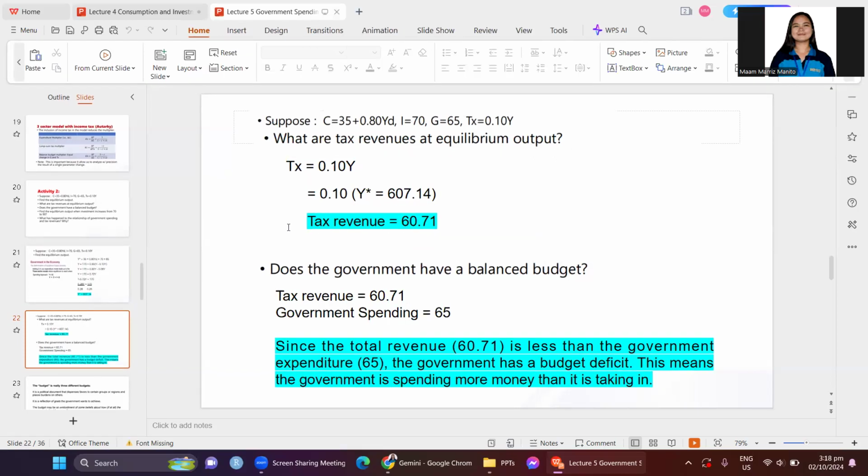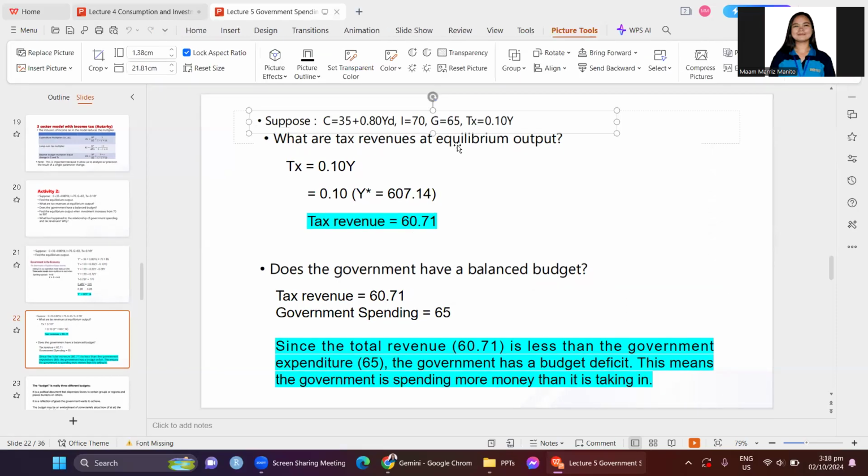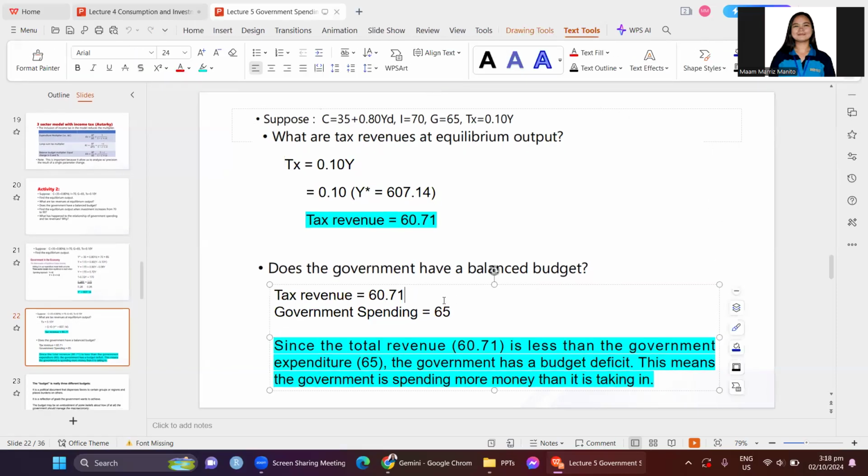Next question is, does the government have a balanced budget? So if the tax revenue is 60.71 and the given government spending is 65, diba, sa given. So meaning to say, since the total revenue is 60.71, it is less than the government expenditure, which is 65. So the answer is the government has a budget deficit. So hindi po balanced budget. The government has a budget deficit. So this means that the government is spending more than it is taking in.